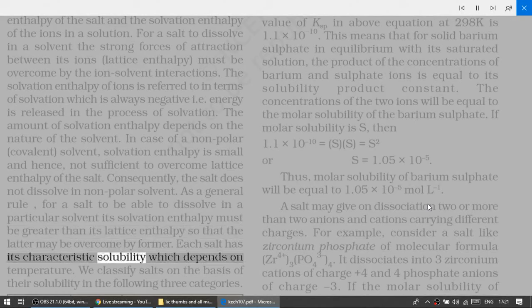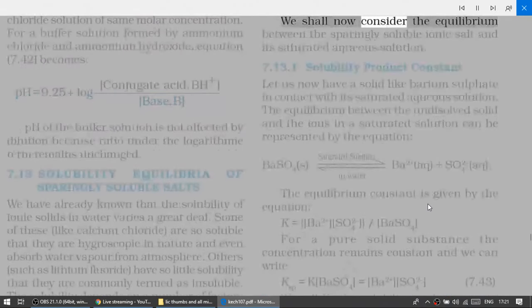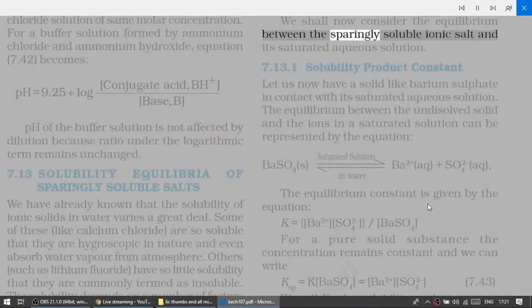Each salt has its characteristic solubility which depends on temperature. We classify salts on the basis of their solubility in the following three categories. Category I, soluble: solubility greater than 0.1 M. Category II, slightly soluble: solubility between 0.01 M and 0.1 M. Category III, sparingly soluble: solubility less than 0.01 M. We shall now consider the equilibrium between the sparingly soluble ionic salt and its saturated aqueous solution.